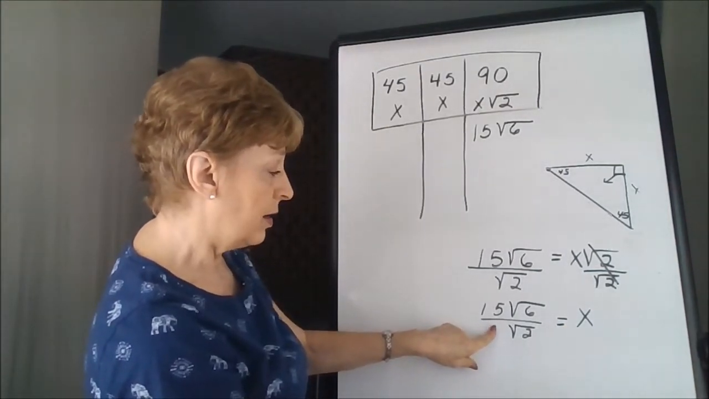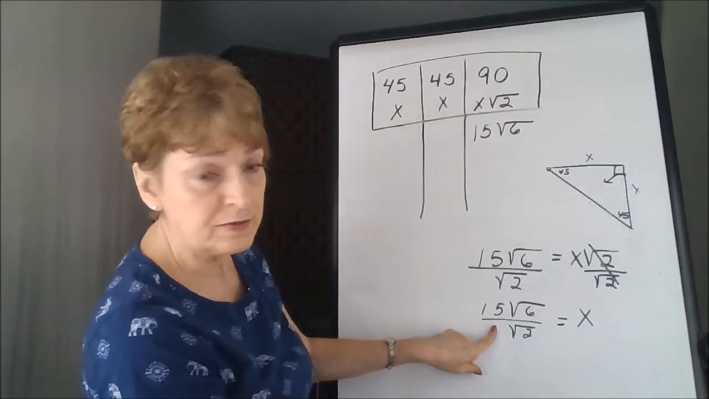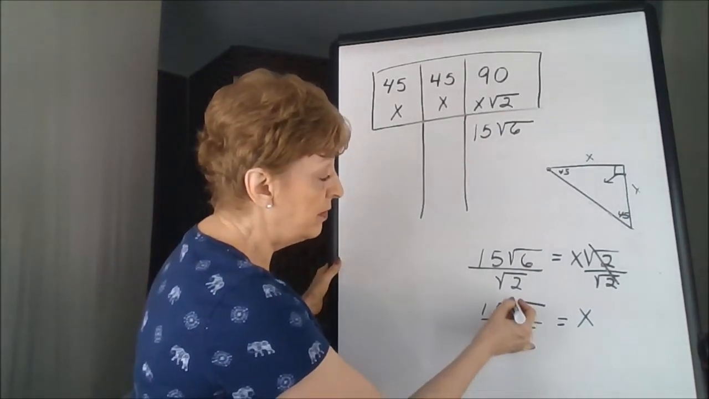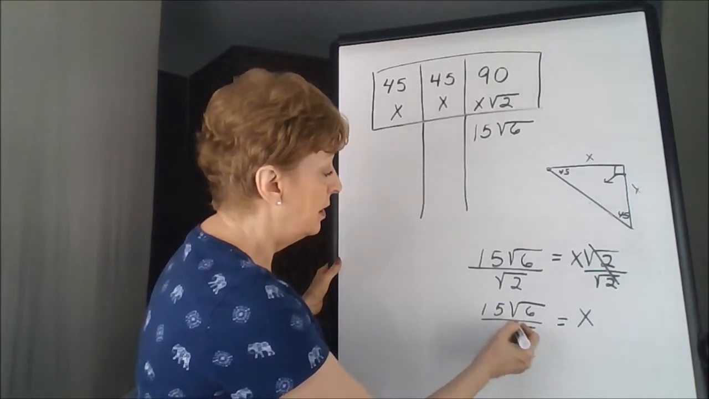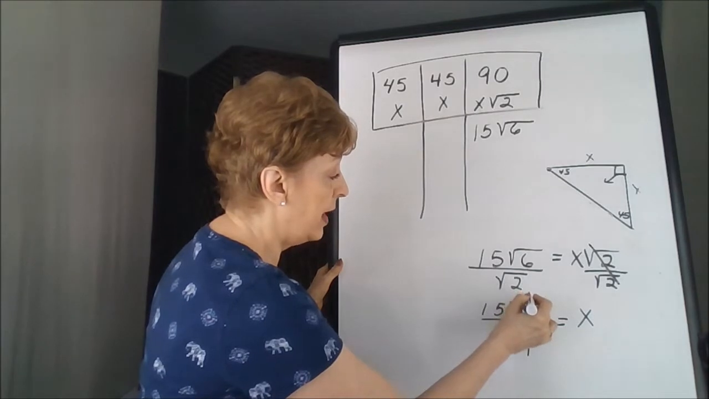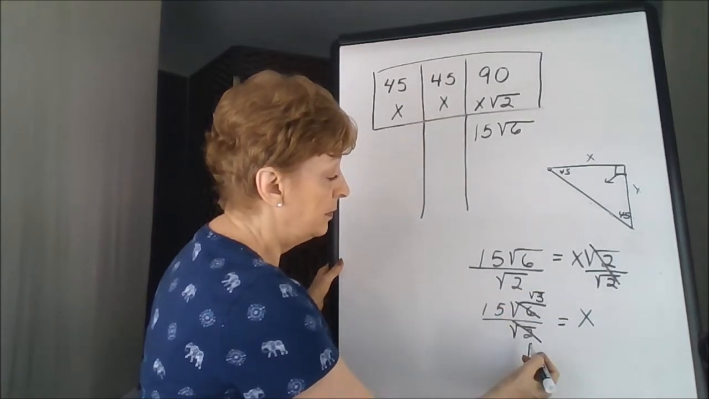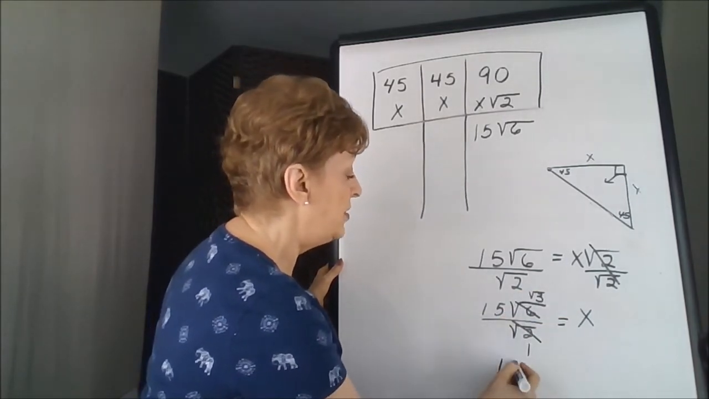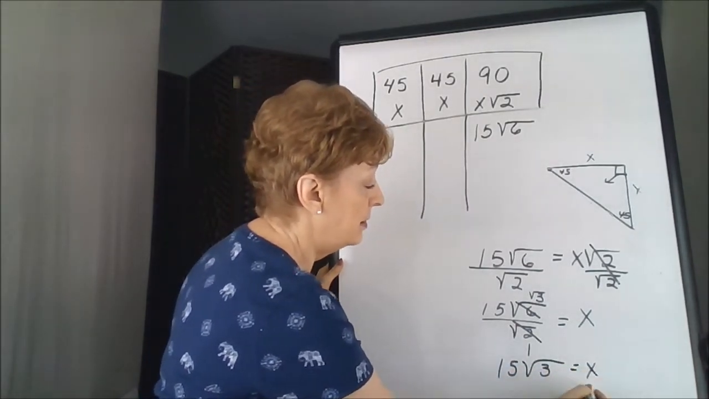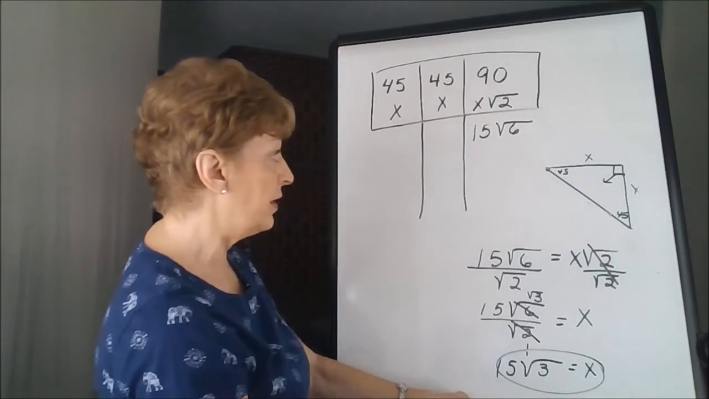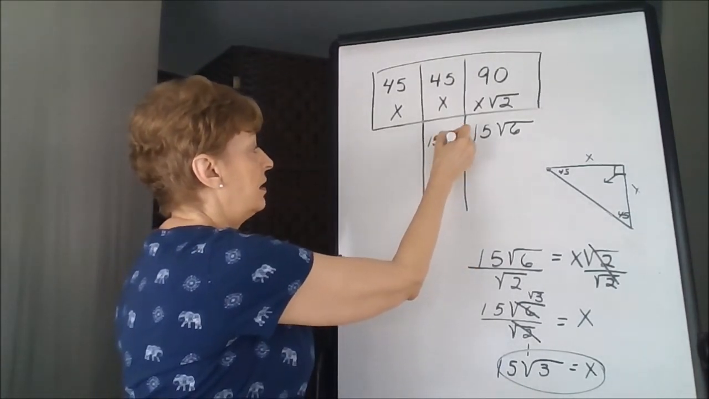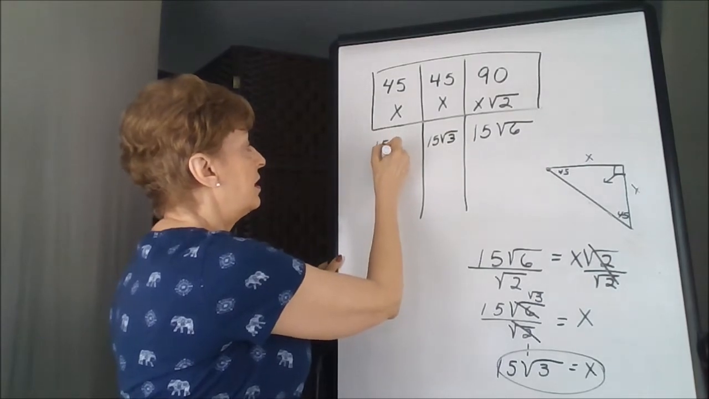Now the rules for division of radicals say that radical 2 will divide into a radical 6 three times. So this cancels out, and that becomes a radical 3. So 15 radical 3 is equal to x. We now can finish our chart. This is 15 radical 3, and this one is 15 radical 3.